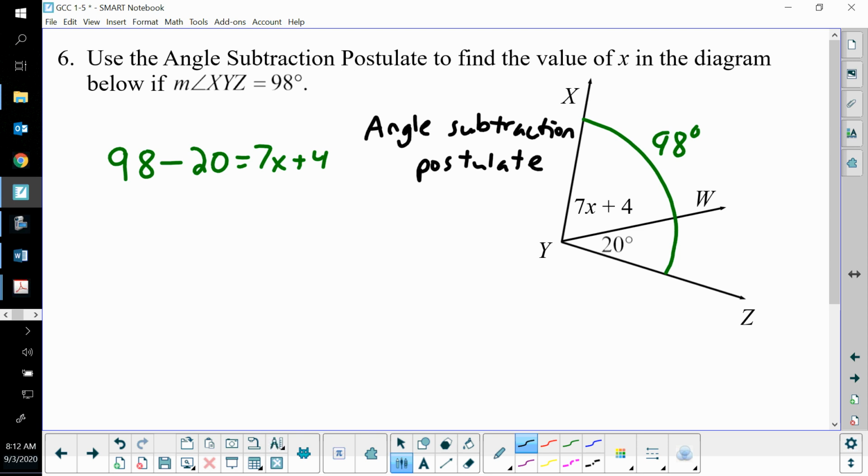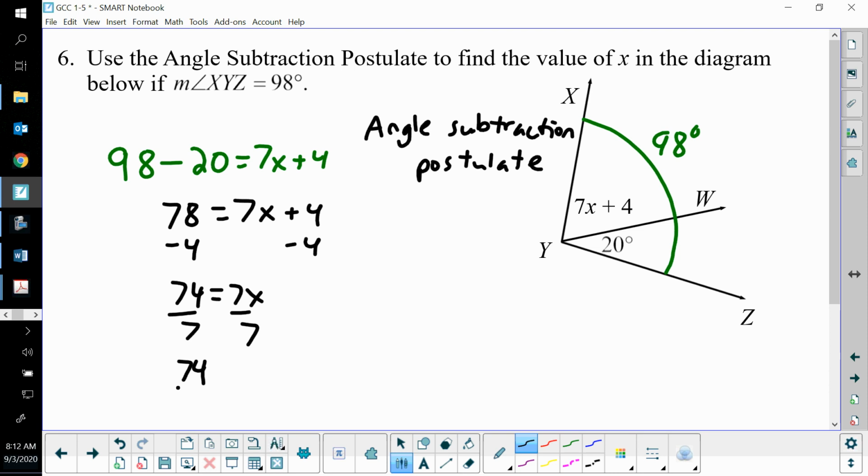We're going to get the same answer as if we had done it with angle addition as well. So this would just be 78 equals 7x plus 4. We'll subtract the 4, so we'll get 74 equals 7x. And if you divide by 7, it doesn't come out nice, note.